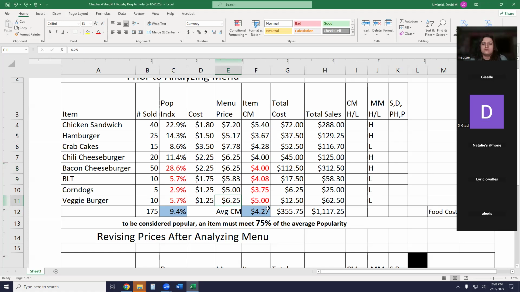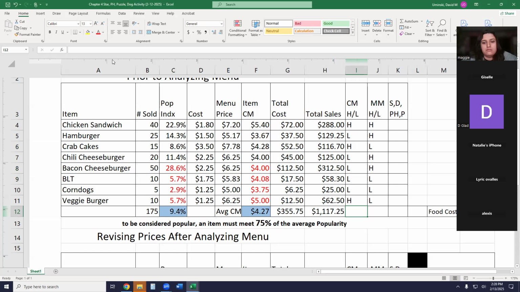All right, so now is $5.40 higher or lower than 4.27? Higher. Good. 3.67, lower than 4.27. Good. 4.28, lower. 4.08, 3.75, and $5 higher. Okay, cool.